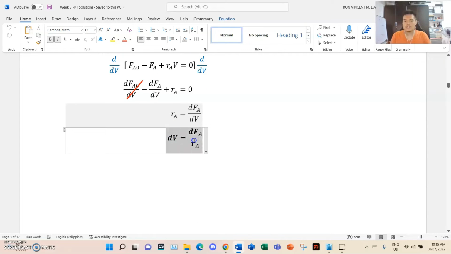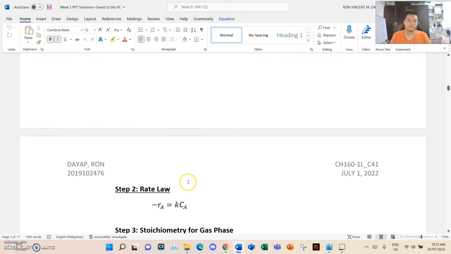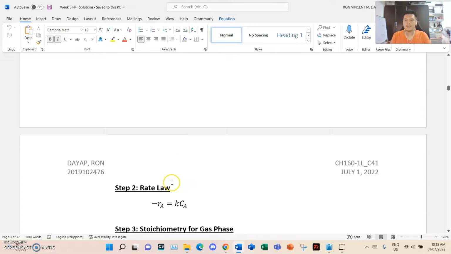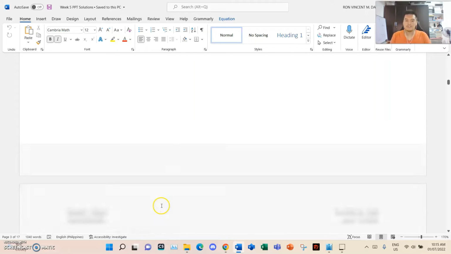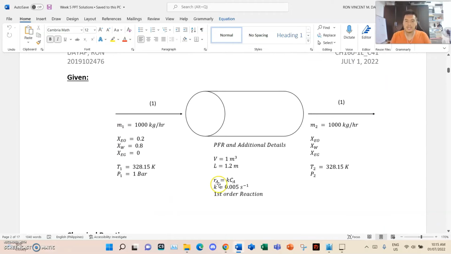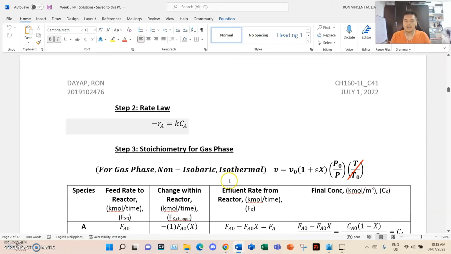I isolate that the change in volume is equal to the change in final molar flow rate of A with regard to the reaction rate of A. And in the second step, I define the rate law. Since the rate law is already defined earlier, which is kCA, I have no more need to use the power law model. However, we need to specify that rA is negative.